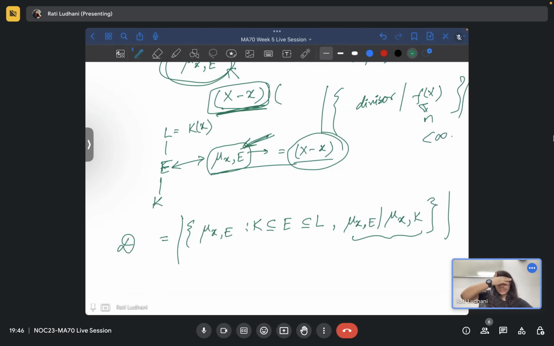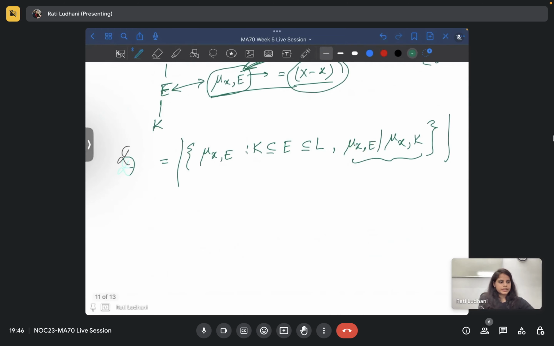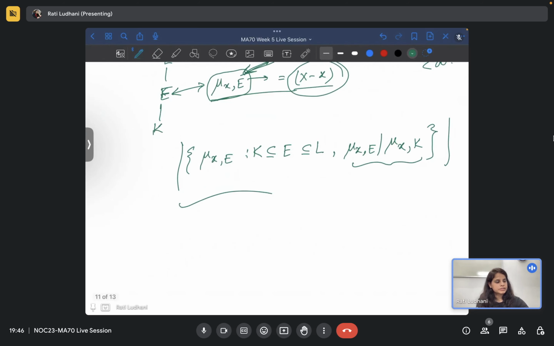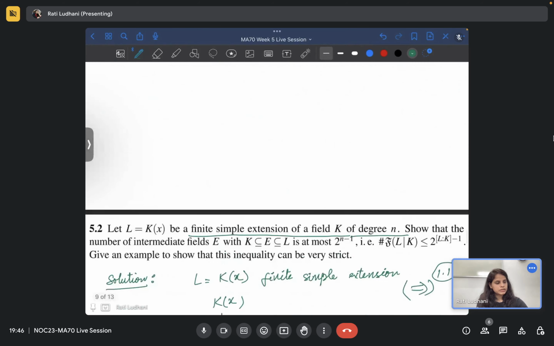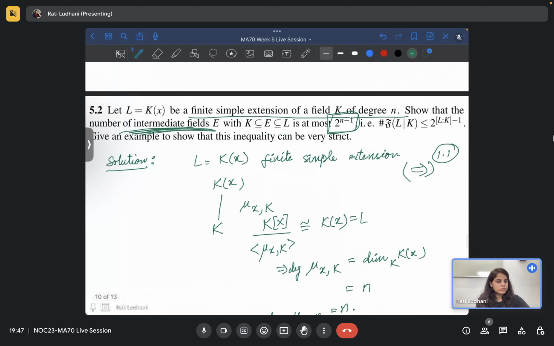Is that okay? Am I confusing? Yes, finite degree, so obviously divisors should be a finite number. Exactly. So this is not exactly D. Why? Because of x minus alpha. So we are interested in this set, because the question is asking how many subfields, how many intermediate fields you can have, right? So we have to show that this is at most 2 raised to the power n minus 1. Is equal to 2 to the power n minus 1. Yeah, we need to prove that.